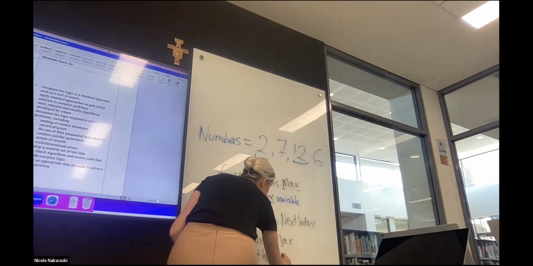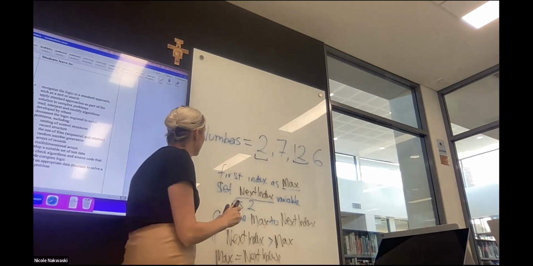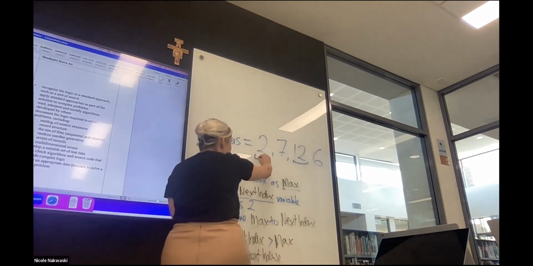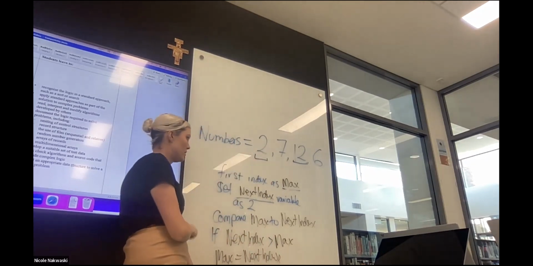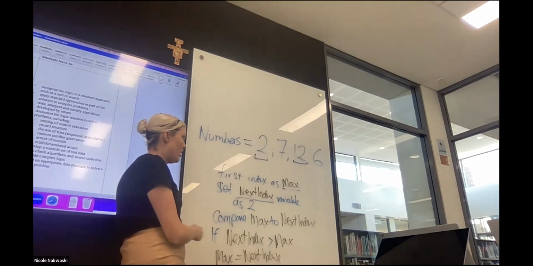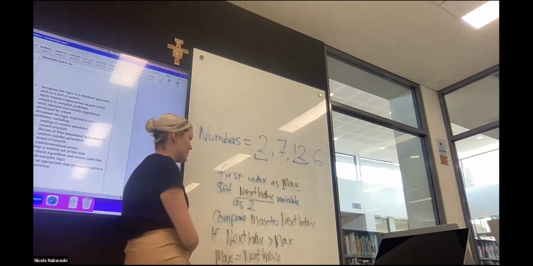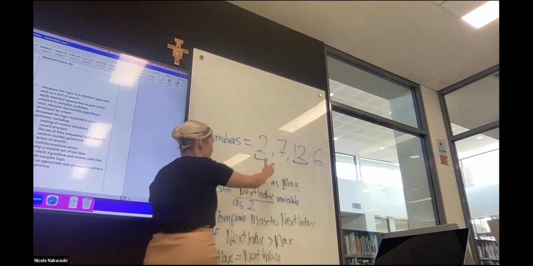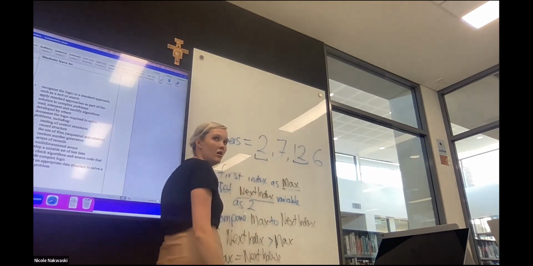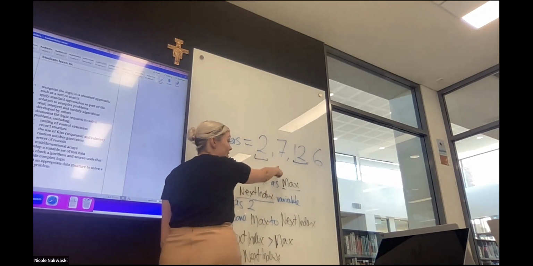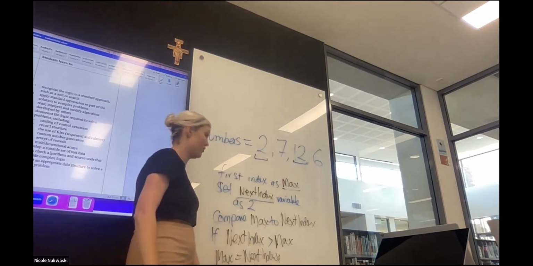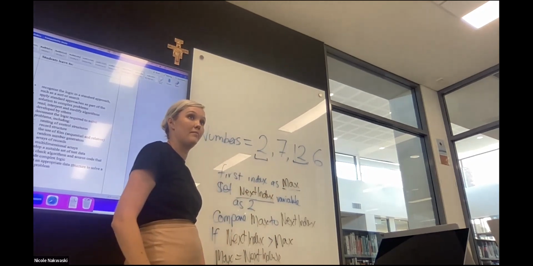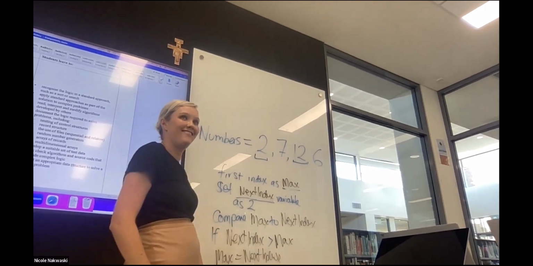Okay. Let's see if Cooper's logic works. So I set that to be the max. I set that to be the next index. I compare the 2. Is that greater than that? Is that greater than that? Because that's what I've done. No. Done. According to the logic.